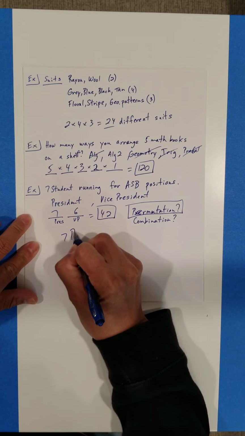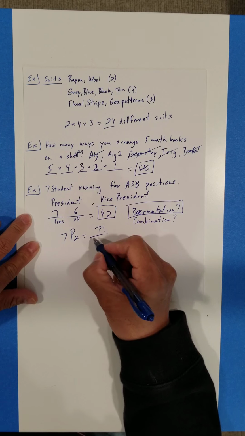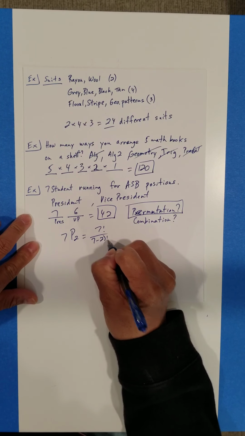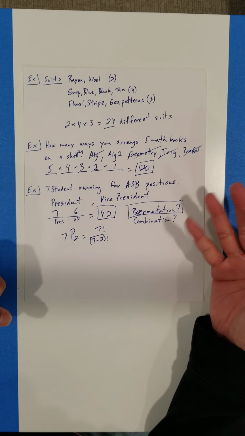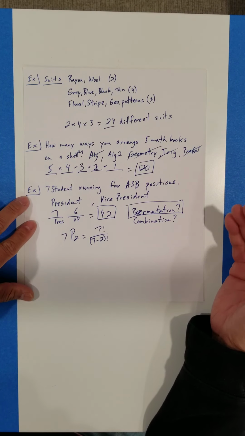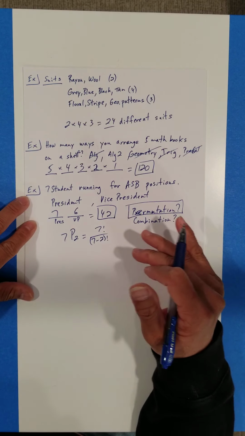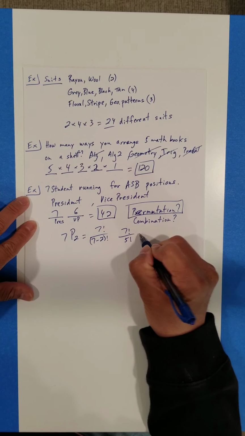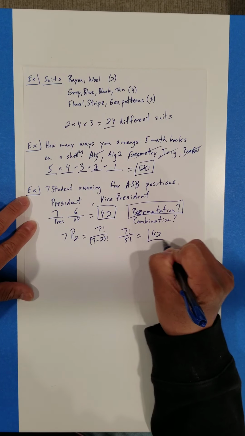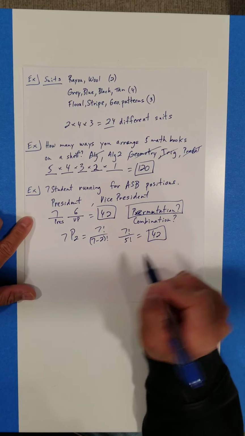So 7P2 is 7 factorial on top, and on the bottom, 7 minus 2 factorial. Since the order here matters, the first name I call out is going to be president, and the second name I call out is going to be VP. If I switch those, then that'll be different. So 7 factorial over 5 factorial, and that's going to be 42 again. So when the order matters, we're going to use permutations.